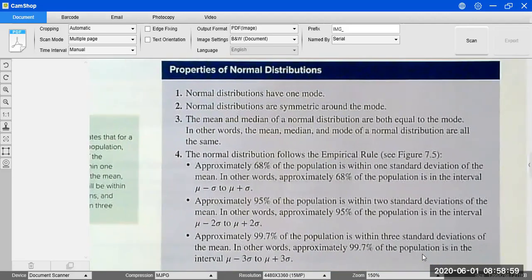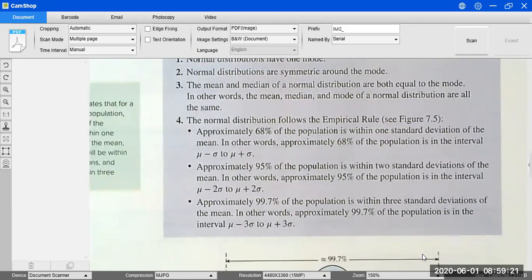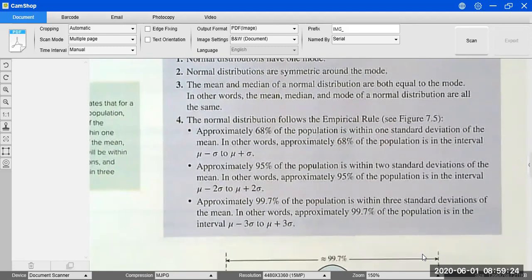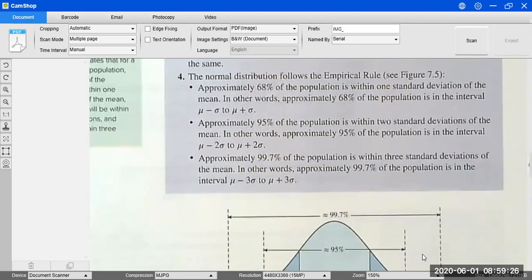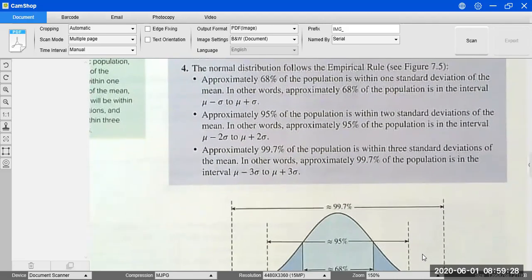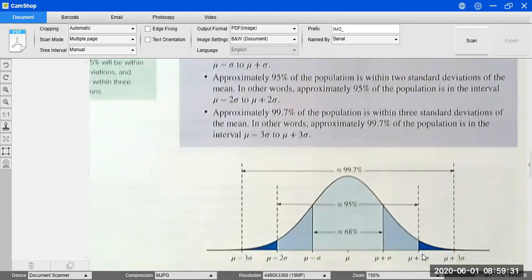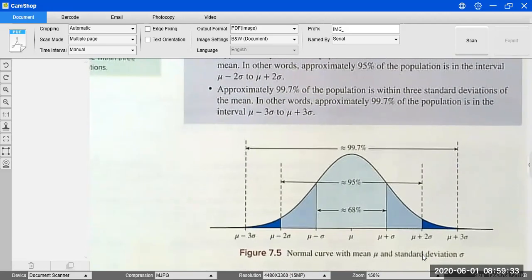The normal distribution has one mode, that's the maximum value. It is symmetric around the mode, and also the mean, the median, and the mode are the same value. If you find the mean equals something, that value is the same for the median and the same for the mode. And then normal distributions follow the empirical rule. The empirical rule is that you can know the areas for certain values of the standard deviation.